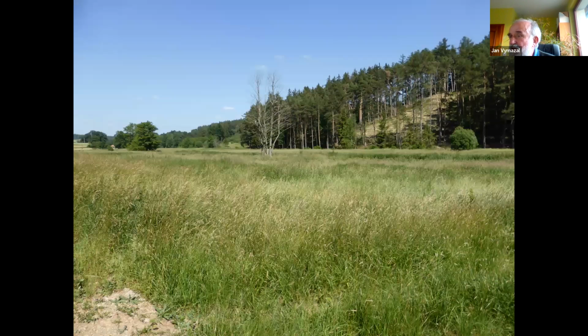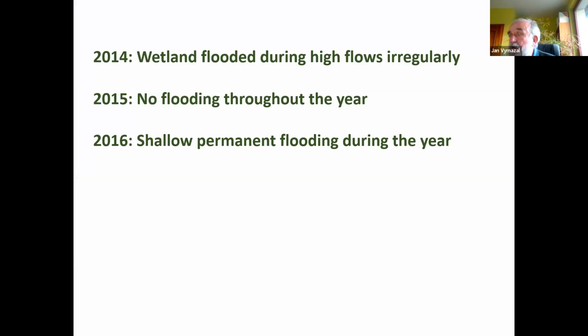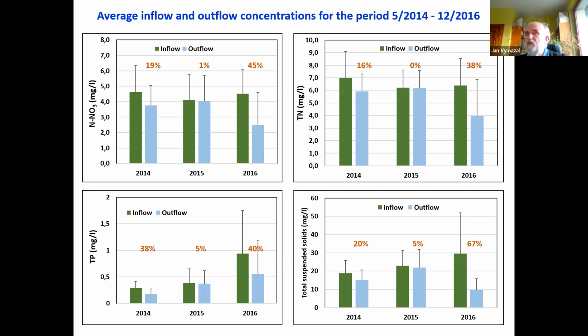This is how it looked during the summer. So this is the Phalaris arundinacea, which formed the majority of the vegetation over there. So we got 2014, where the wetland was flooded only occasionally during high flows and very irregularly. In 2015, there was no flooding throughout the year, and in 2016, there was permanent flooding throughout the year. And here are the results.